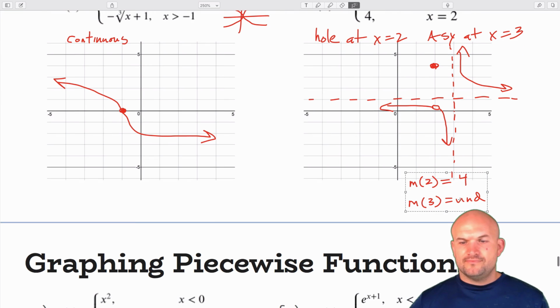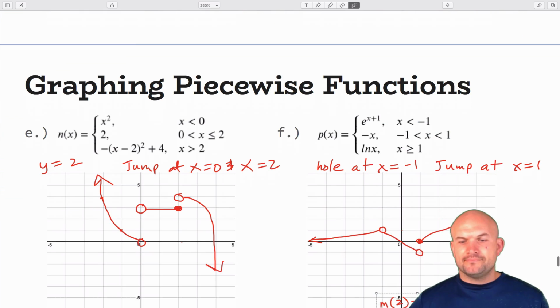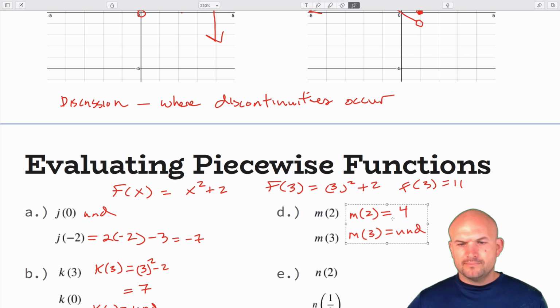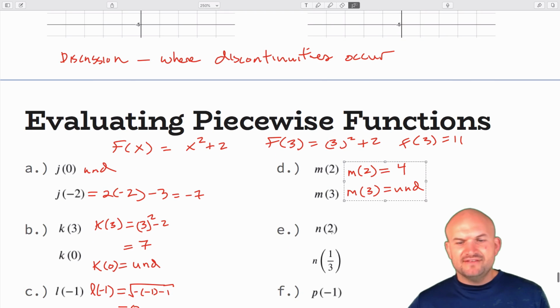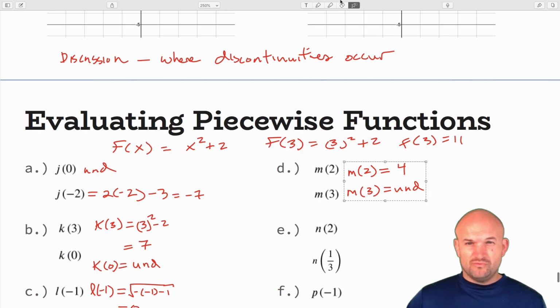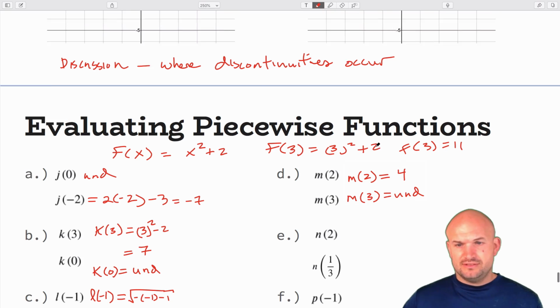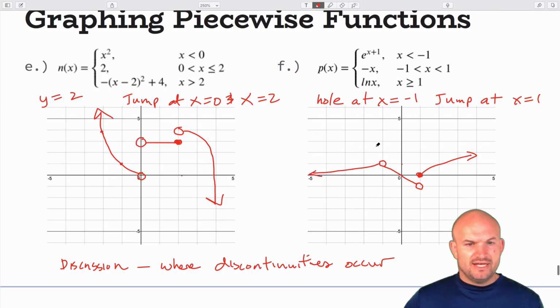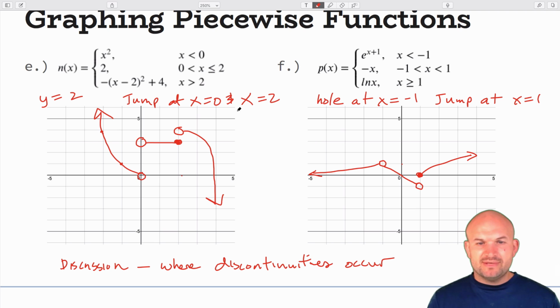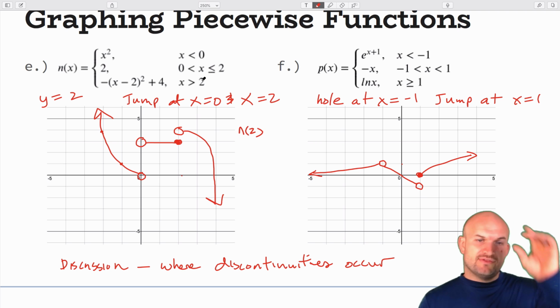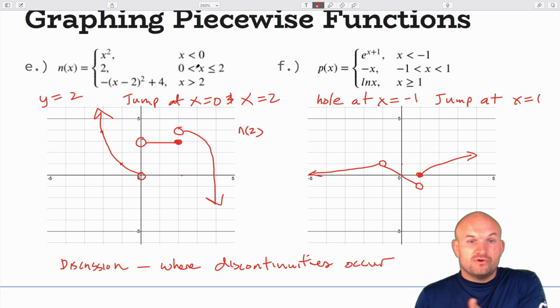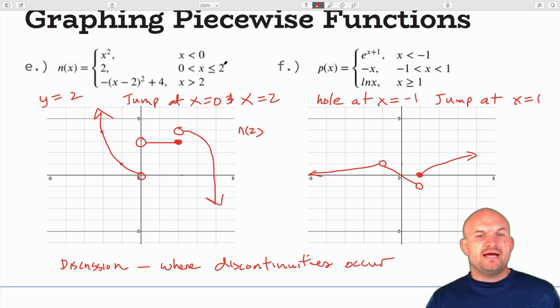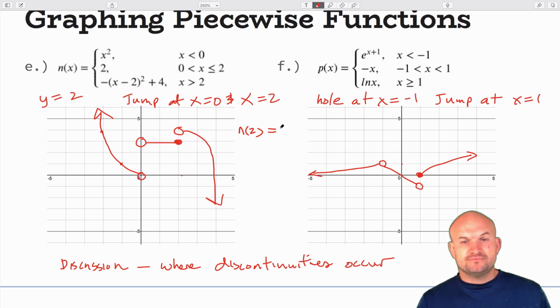Just bring that down. Perfect. N of 2 and N of 1/3. Ooh, bringing in some fractions. All right, let's go and take a look at what that is. So we have N of 2 and N of 1/3. So N of 2, we've got to figure out where that's going to be defined. And you can see here that I have the less than or equal to 2. So therefore, it's going to be exactly this equation. So at N of 2, I am going to be defined, and that's equal to 2.